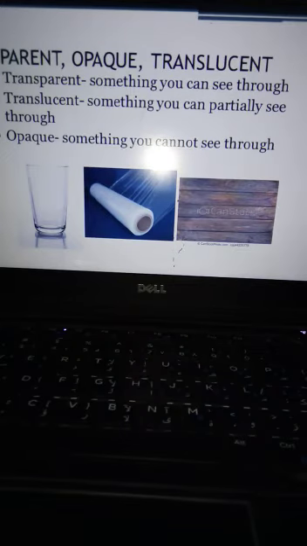Transparent, opaque, translucent. Transparent means a material that can pass light through it. Objects will be clearly visible through a transparent material. Translucent, something we can partially see. It can pass some amount of light. Opaque means it cannot pass light.